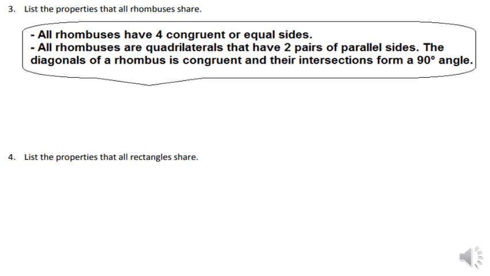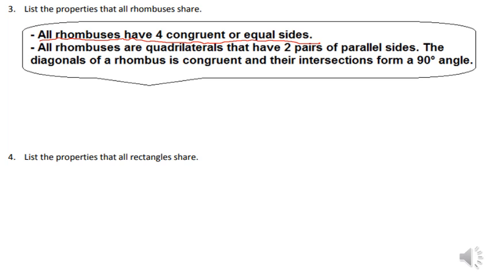The next one says list all the properties that all rhombuses share. Now, the biggest thing for all rhombuses is that all rhombuses have 4 congruent or equal sides. That's the main key thing for rhombuses. After that, it says all rhombuses are quadrilaterals. That's a given because it has 4 sides, and has 2 pairs of parallel sides. Well, that's the same thing with a parallelogram. The diagonals of the rhombus are congruent, and their intersections form a 90-degree angle.